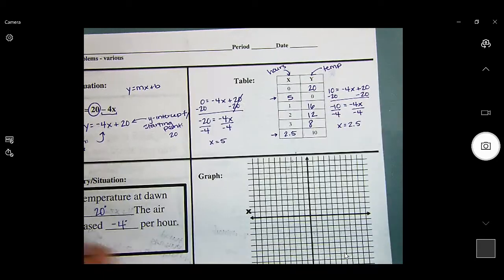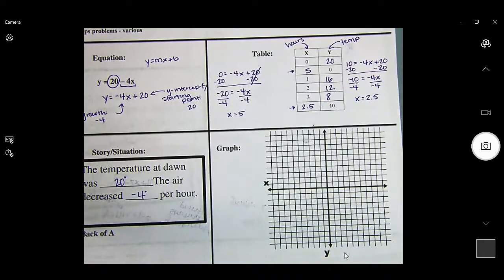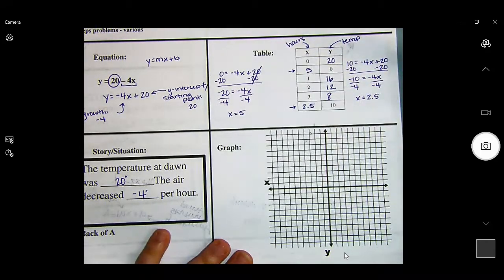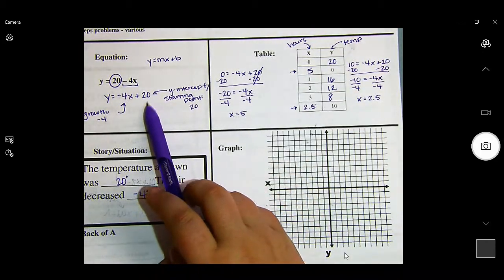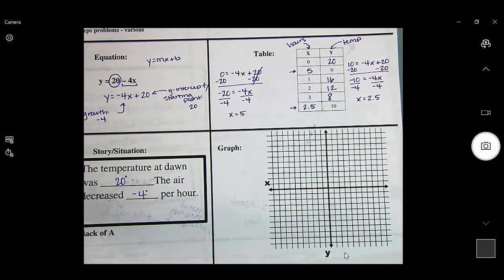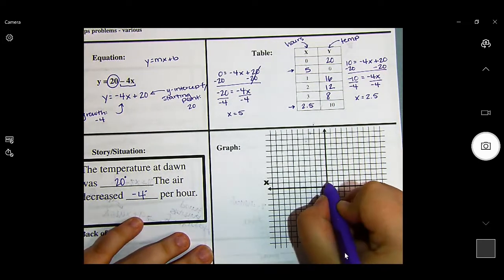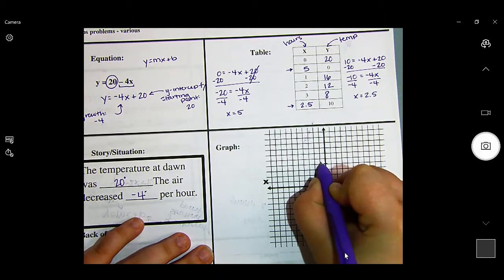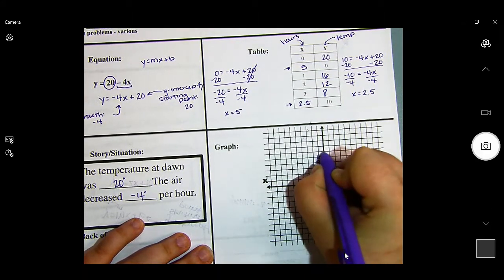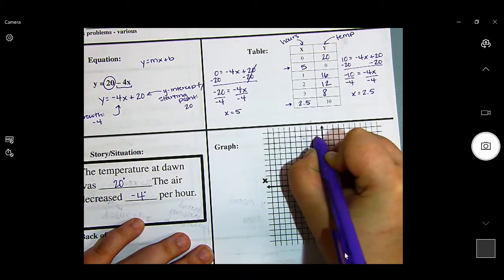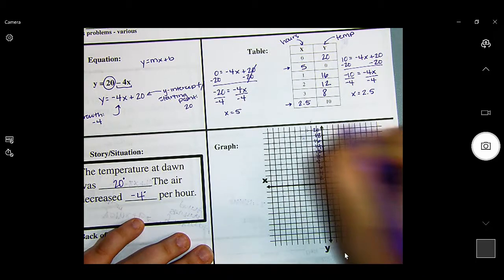All right, and then our last step for this relationship is to create the graph. So again, I'm going to start with my y-intercept. So on my y-axis, I'm going to have to count up to 20. And I already know that that's not going to fit because I only have about 10 lines. So instead, on my y, I'm going to count by 2s. So there would be 2, 4, 6, 8, 10, 12, 14, 16, 18, and 20.